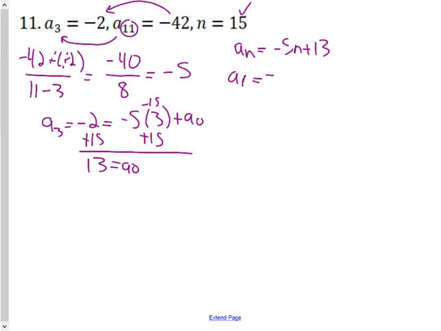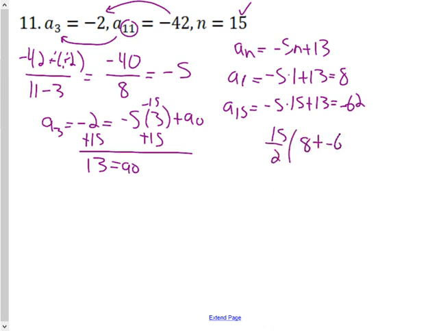A sub 1 is negative 5 times 1 plus 13, which is 8. And I need to find the 15th term. So negative 5 times 15, negative 75 plus 13, sounds like negative 62. So when I plug them together, 15 over 2 times 8 plus negative 62 gives us a total of negative 405.